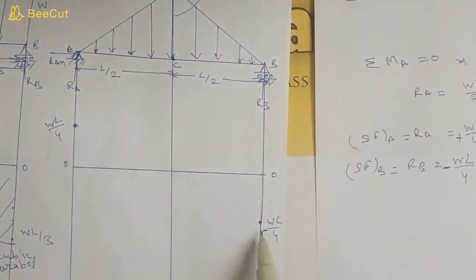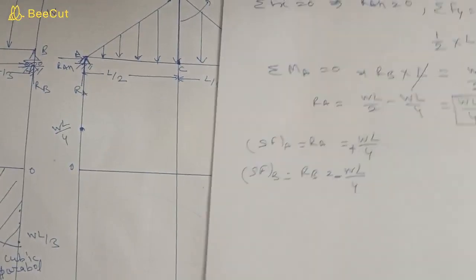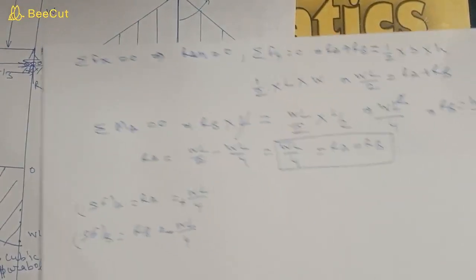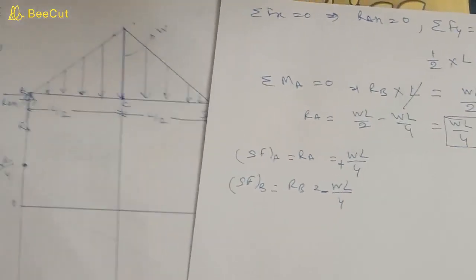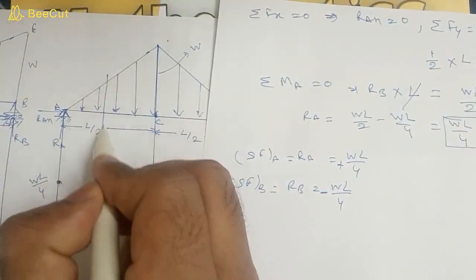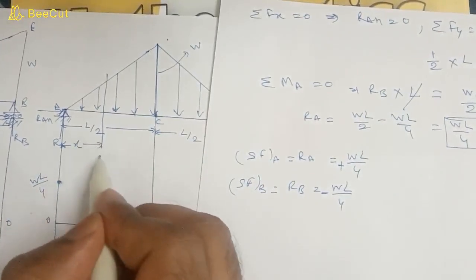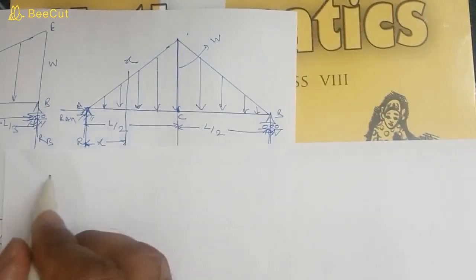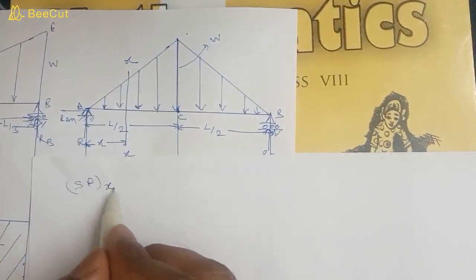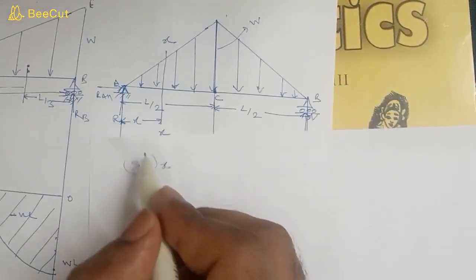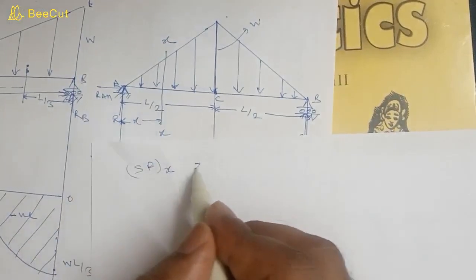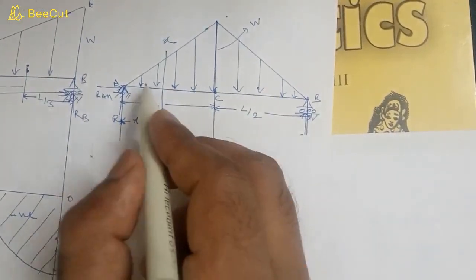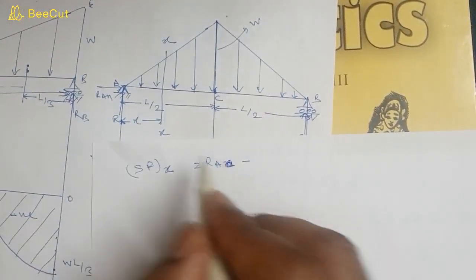It will vary, I don't know how it will vary, but we will have to join these 2 points with a straight line or a parabolic curve. We will see that by finding the equation of the shear force. So at distance x, suppose this is x, this is the shear force at this section x, this is distance x, this is section x. So shear force at x will be equal to RA, only RA.